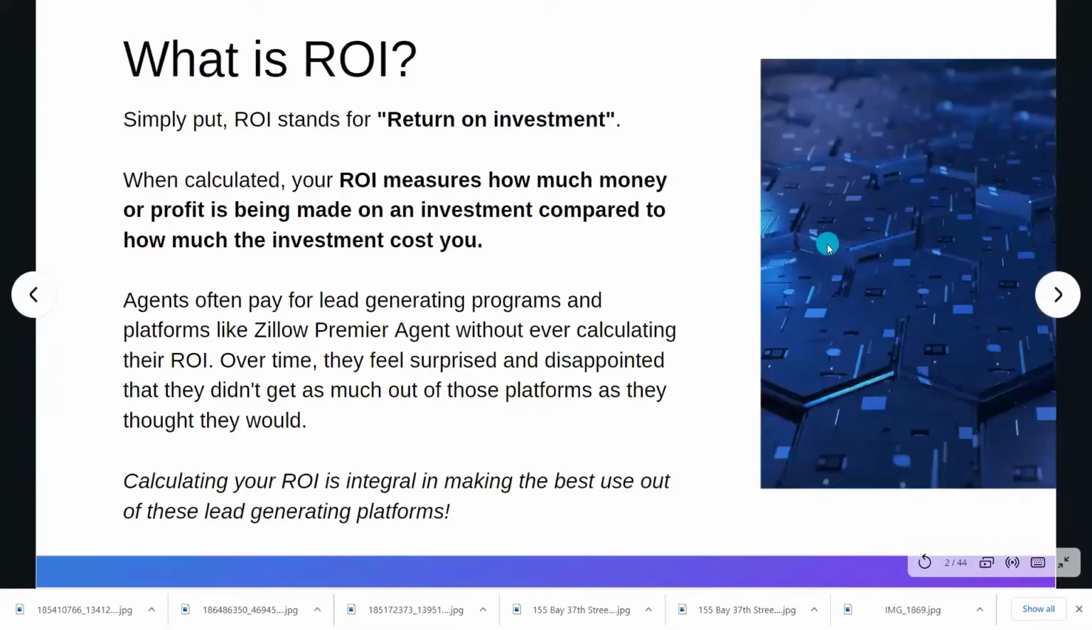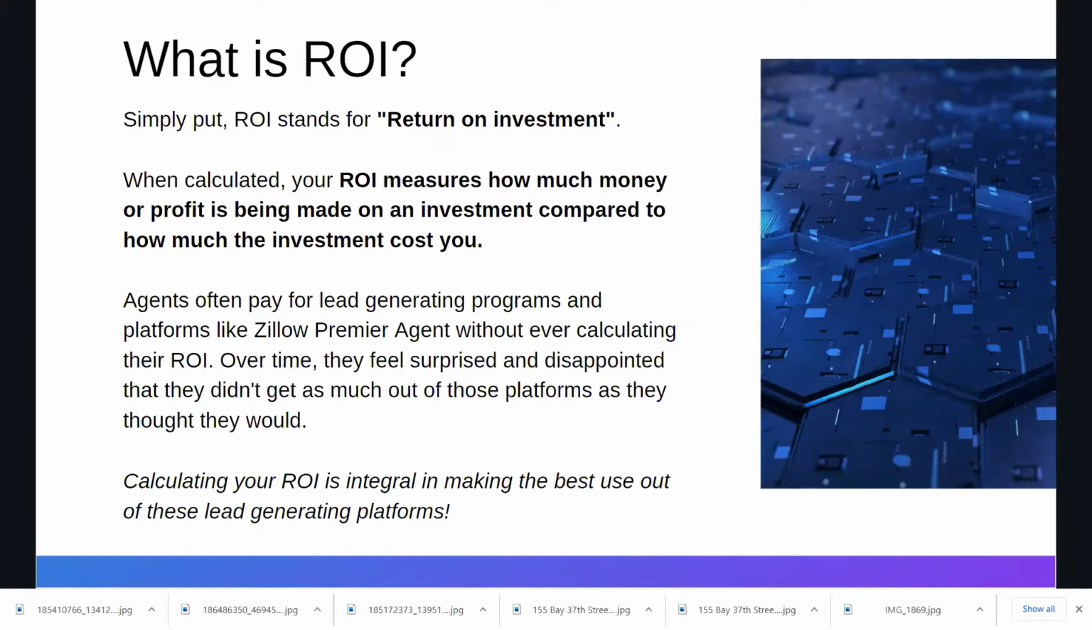All right, so what is ROI? Simply put, it stands for the return on your investment. It measures exactly how much money or profit you are making on the investment compared to how much the investment actually cost you. We need to make sure that anything you do in your real estate career, you're going to put money into it. You need to figure out how much money you're going to get out of it. Is it worth it for you to stay on it? Are you doing the right things with it?